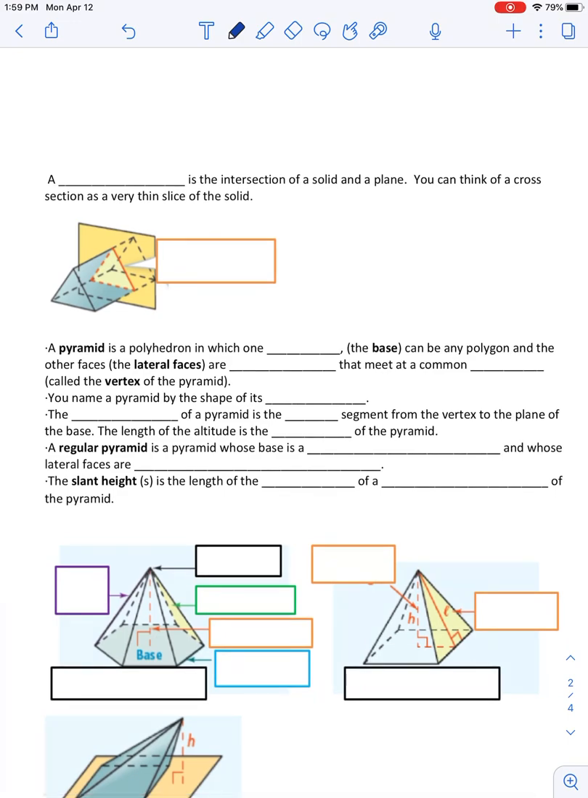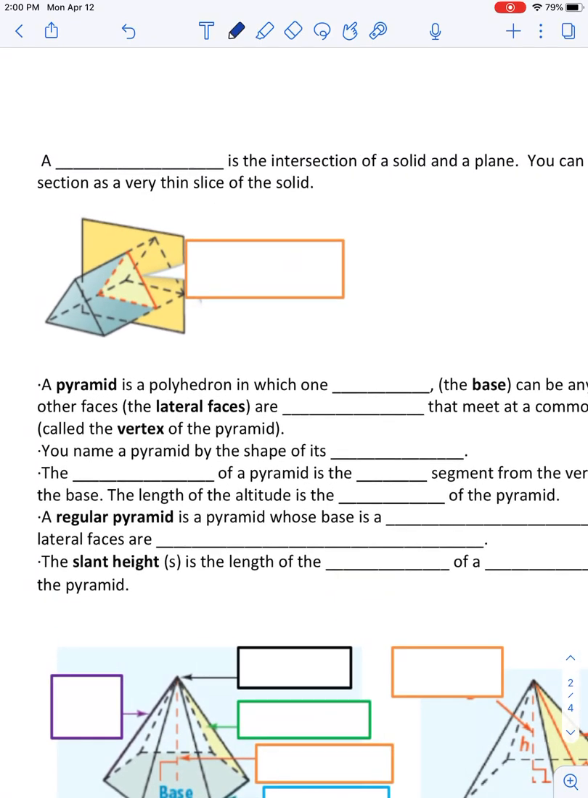All right, now if you look at this next picture, this is a picture of a triangular prism because the two bases are triangles. Now it's showing this yellow slice going through that triangular prism. That slice is called a cross section.